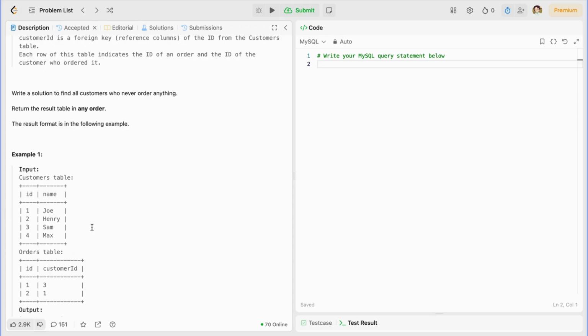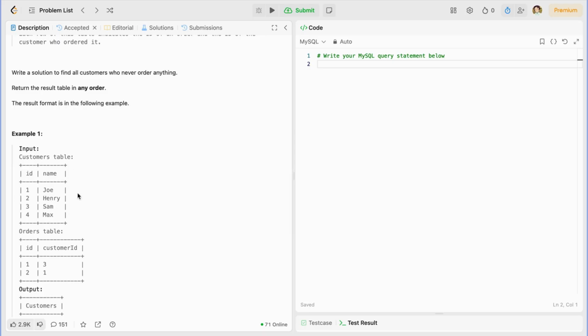Why? Because we need to return the name of a customer who has never ordered, right? So we require this table to be very important. So I'm going to left join the customer table with the order table. Let me write the query and make you understand along the way.